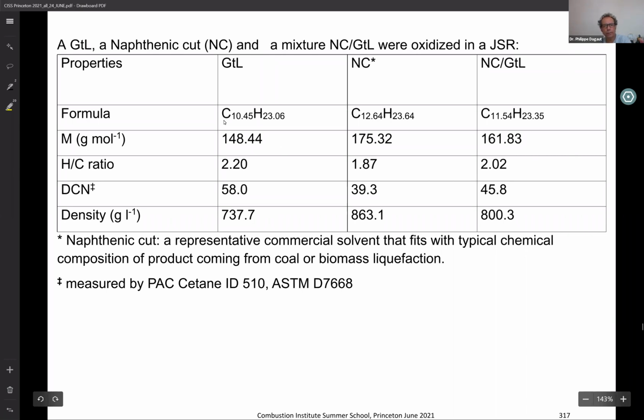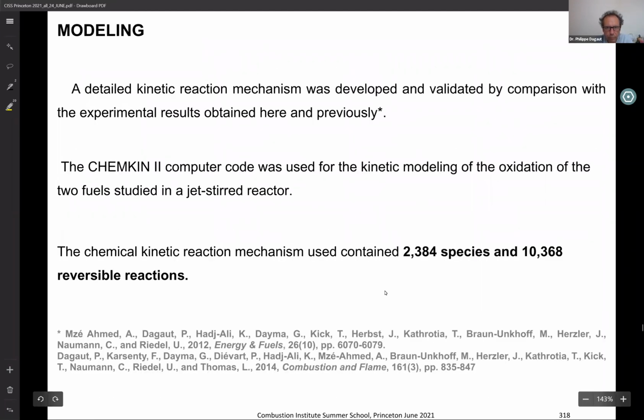So we are at C10.5 and C12.6 here, and the mixture of both is C11.5. Certain numbers were measured: 58, 39, and the mixture 46. So as before, we used ChemChem, with 10,368 reversible reactions and 2,384 species.